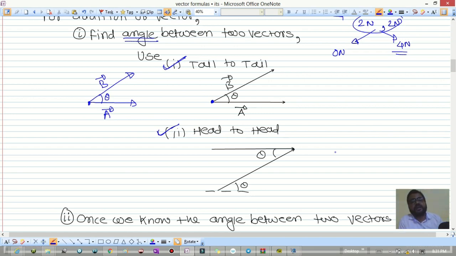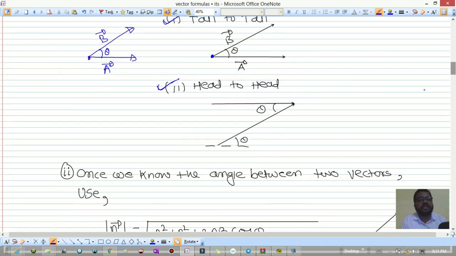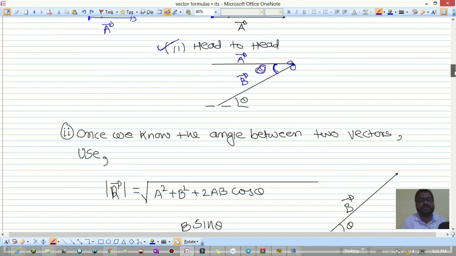Now, head to head means what? Head to head means the head of the first vector is connected to the head of the second vector. So this is a bar we have, and this is b bar we have. If you connect the head of the first vector to the head of the second vector, whatever angle you have is the angle between the two vectors. So this is the head to head method.